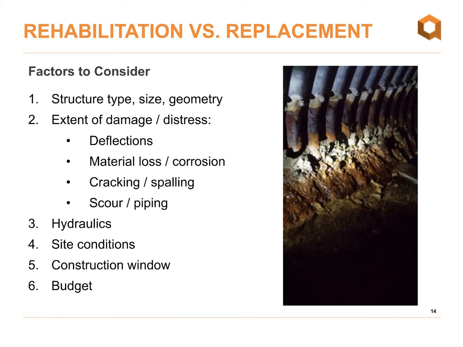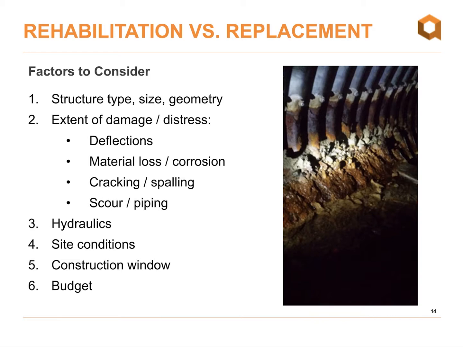Thirdly, hydraulics is a key consideration as well. With any of the slip line or rehabilitation or relining products that we're talking about today, there's typically a reduction in end area of the structure. So of course we need to analyze the impact on the hydraulics and the conveyance capacity of these culverts.